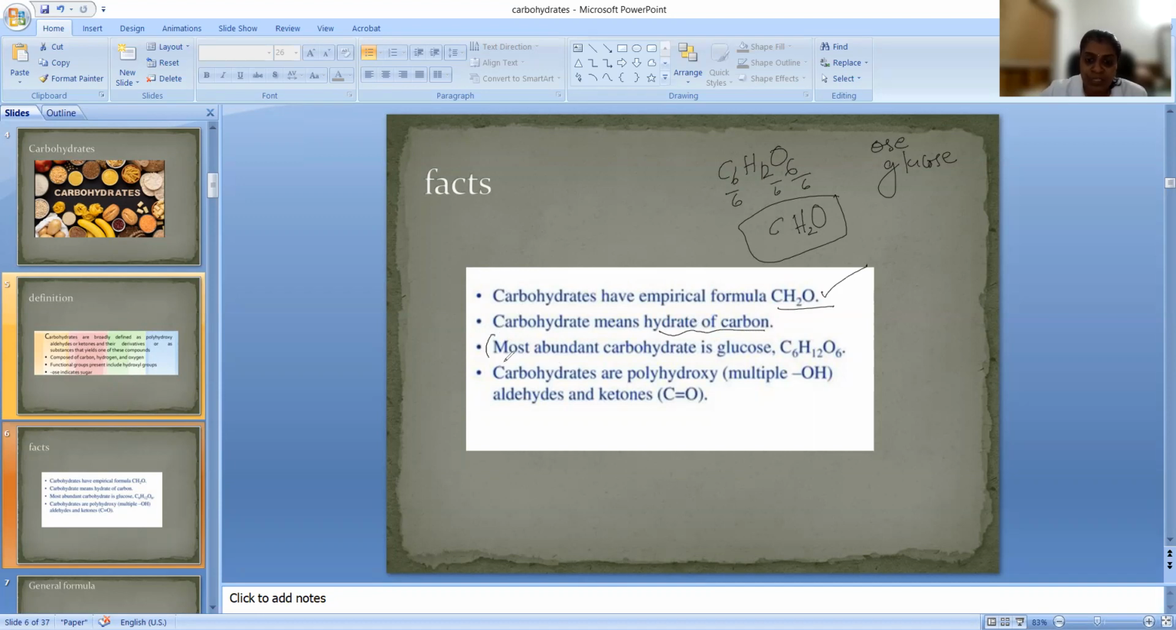And the most abundant carbohydrate is glucose. And carbohydrates are polyhydroxy aldehydes and ketones, as we already discussed.